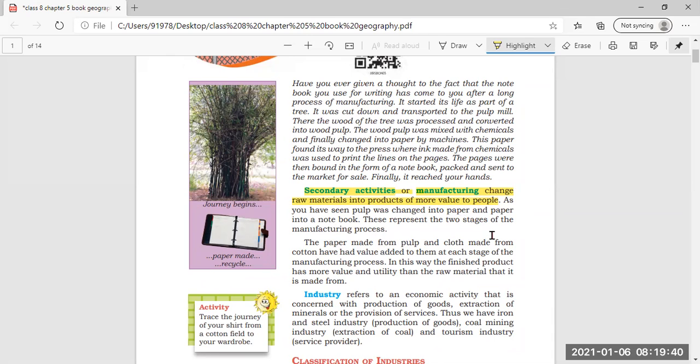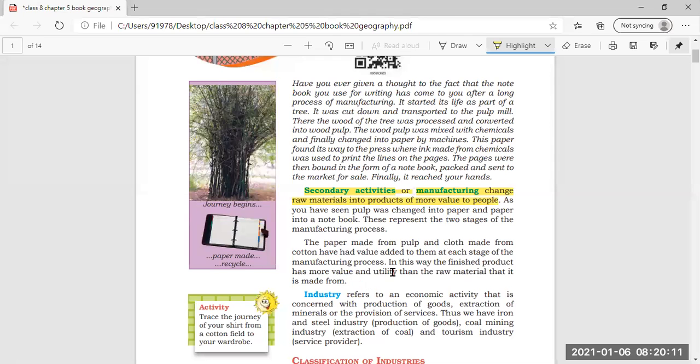So as you have seen, pulp was changed into paper and paper into a notebook. These represent the two stages of the manufacturing process. Now these are the two stages of manufacturing paper. The paper made from pulp and cloth made from cotton have had value added to them at each stage. Whatever stage they go through to reach the final product, they are adding more and more value and importance for the people.